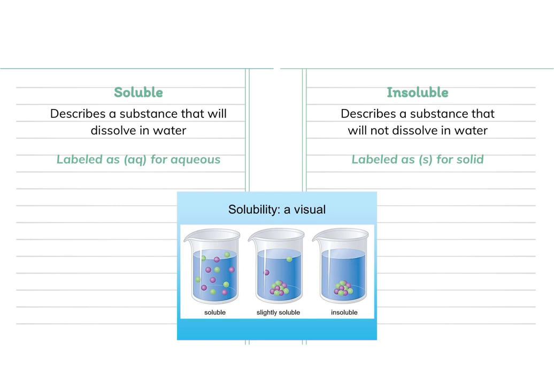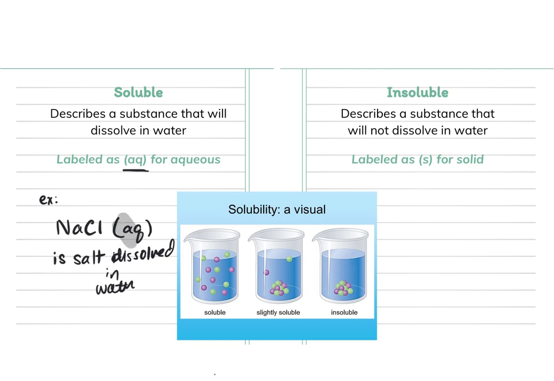When we use the term soluble or insoluble, what we mean is whether or not it will dissolve in water. If we call something soluble, that means it will dissolve in water. And when we write this in the formula, we label it AQ behind the formula for that chemical. So for example, I might write sodium chloride AQ. What that indicates is it's sodium chloride that is dissolved in water. So if you see a chemical formula with that little AQ sign behind it, it means it's a solid that has been dissolved in water.